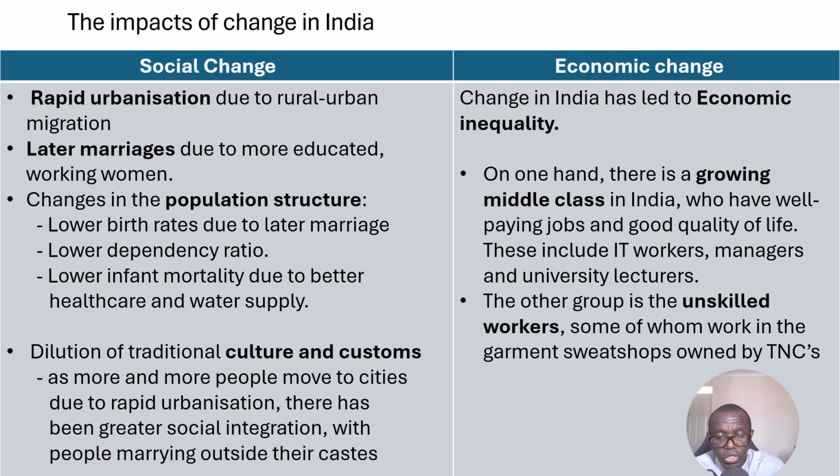The last social change that we will discuss here is the dilution of the traditional culture and customs of people in India. Now, as more and more people move to towns and cities due to rapid urbanization, there has been more social integration. Now, as we discussed earlier, India's population is divided into social classes. But as people move into urban areas, people marry outside their social classes, and this obviously changes the way the culture and customs of India are structured.